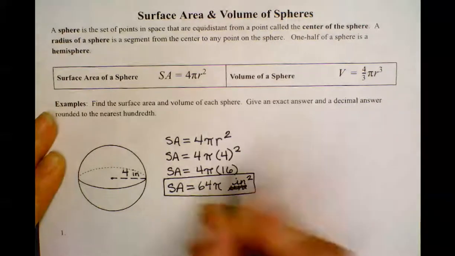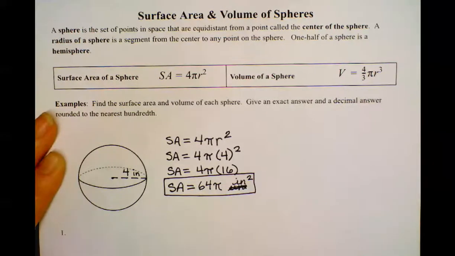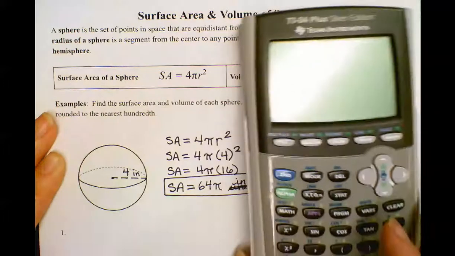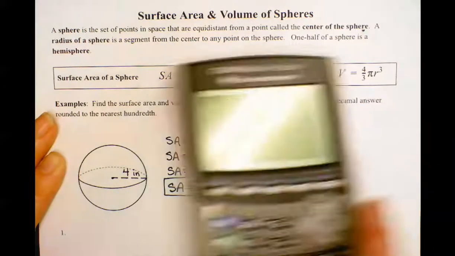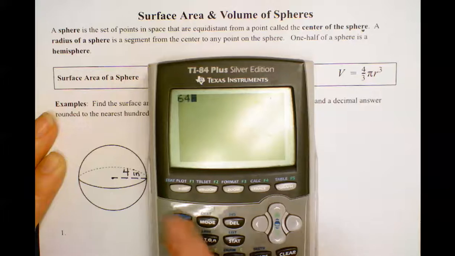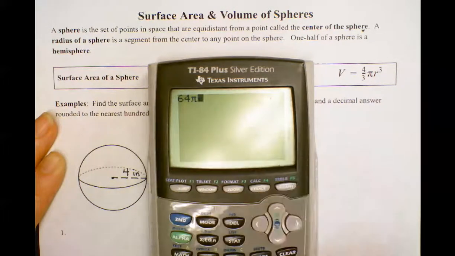Now, if we are going to give the decimal answer, which is also requested in the problem, that's where we'd go to the calculator. In this case, we are going to type in 64 pi. And you'll want to use the pi button for the problems that we're going to be using in class. 3.14 would give you a reasonable approximation to the answers that I'll be getting, but if you want the exact answer that I have, we'll be using that pi button.